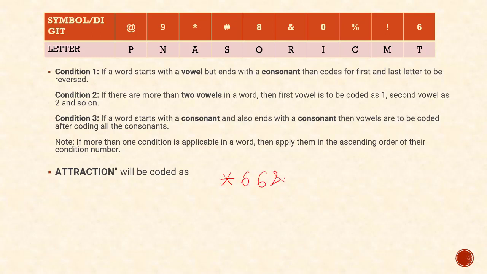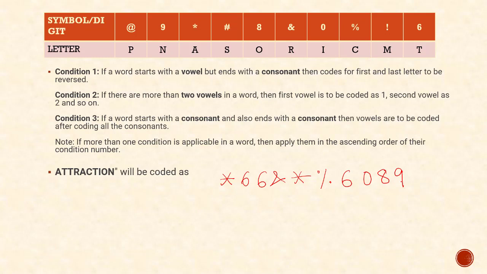R is &, A is again *, C is %, T is 6, I is 0, O is 8 and N is 9. This is the code just by using the matrix. Now we will apply the conditions.